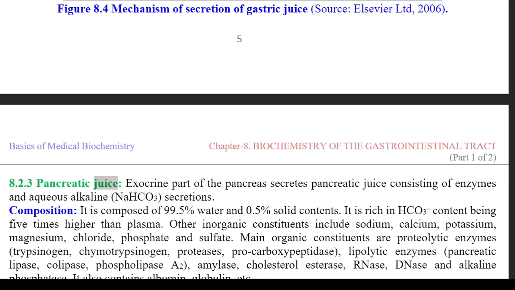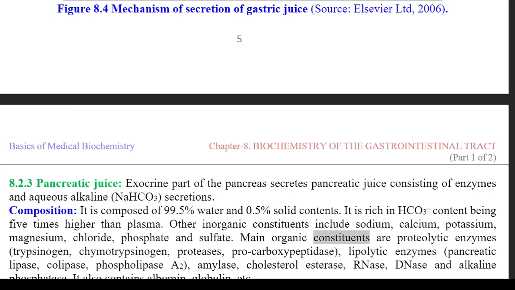8.2.3 Pancreatic juice. The exocrine part of the pancreas secretes pancreatic juice, consisting of enzymes and aqueous alkaline NaHCO3 secretions. Composition: it is composed of 99.5% water and 0.5% solid contents. It is rich in HCO3 content, being 5 times higher than plasma. Other inorganic constituents include sodium, calcium, potassium, magnesium, chloride, phosphate, and sulfate.